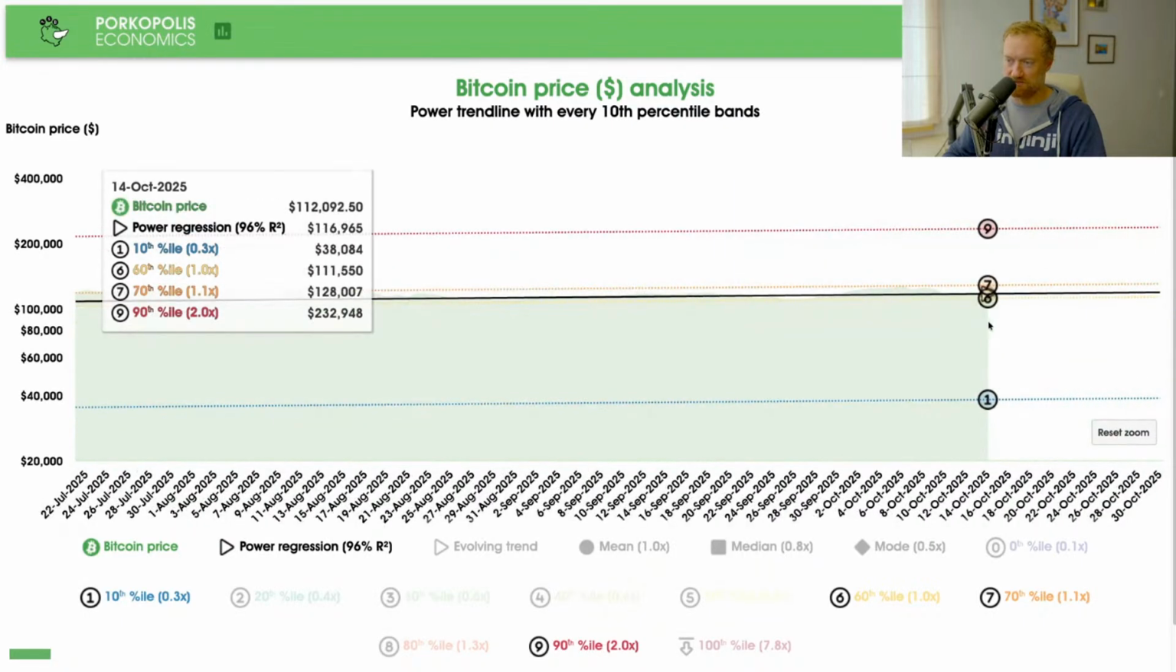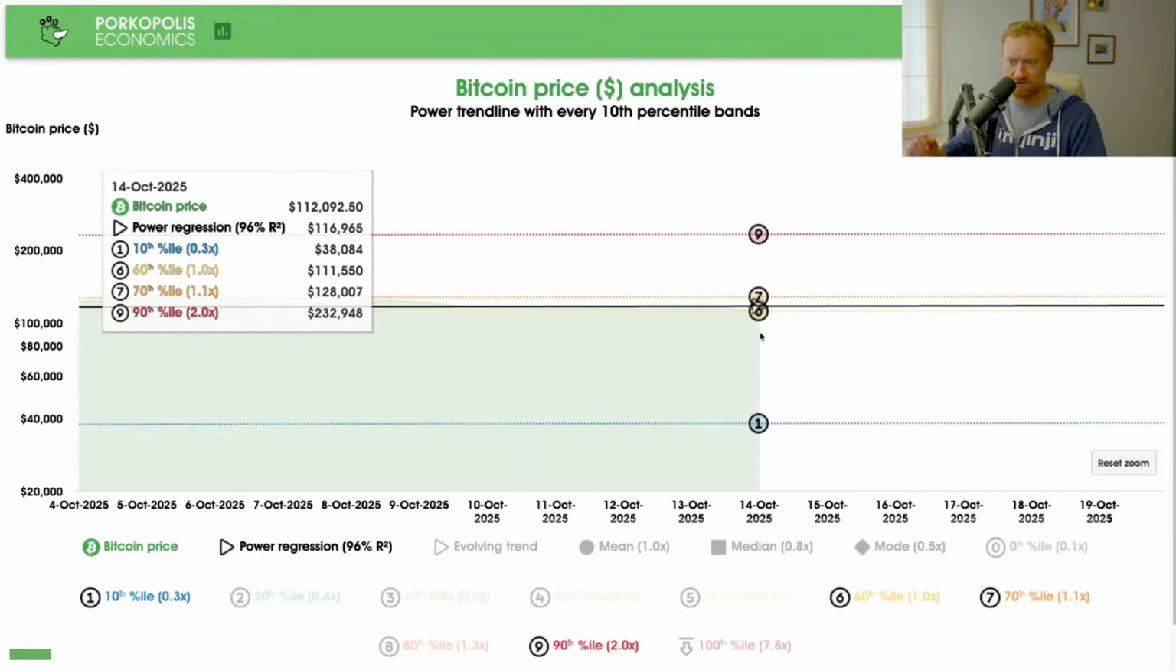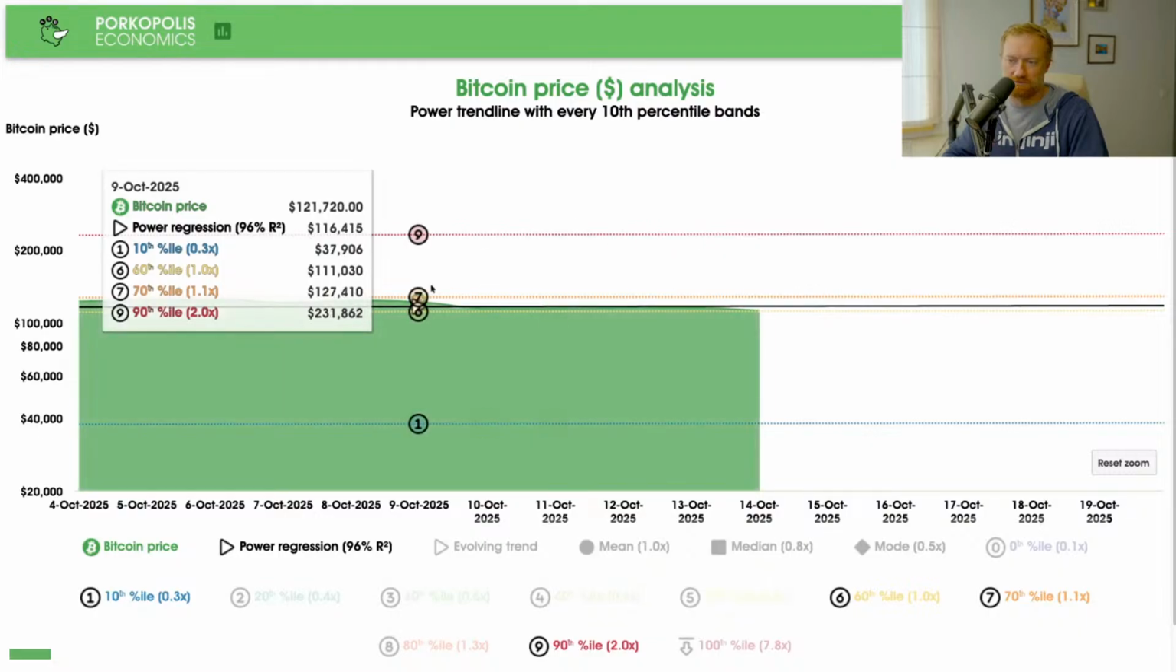All right, so a little bit disappointing as of when I pulled this into the model. Okay, we're just below my all-time power regression, 4K below it. Okay, we've been above it, but we're 4K below it.